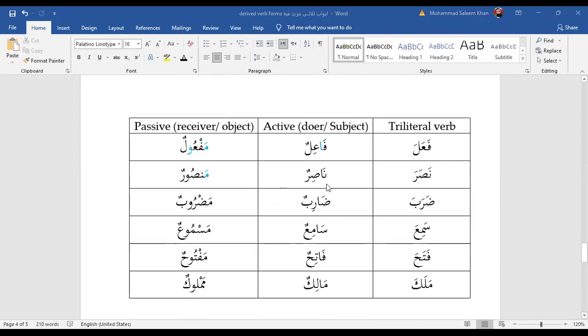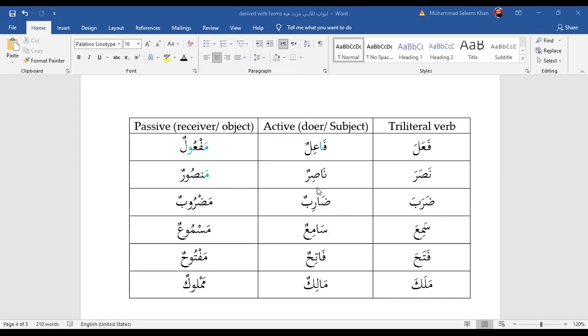So now we have learned that from the triliteral verb, please don't forget that we are talking about verbs that have 3 root letters. As we call them, thulathi mujarrad, they have only 3 root letters. So now we have learned how to make the active participle and the passive participle, the doer and the receiver, the subject and the object. So fa'ala is the standard one. Fa'ala yaf'alu fahuwa fa'ilun, the doer, and maf'ulun is the receiver.